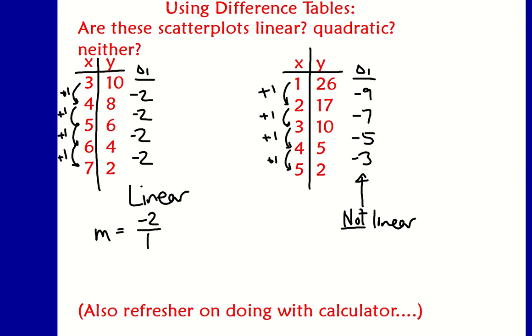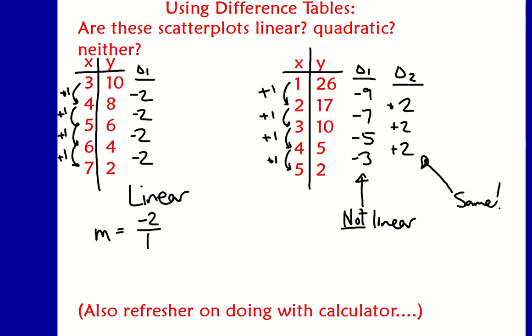However, I can test if it's a quadratic. It's going to be a quadratic if the second differences are the same. So I'm just going to repeat the table and do some second differences here. To get from -9 to -7, I'm adding 2. And then to get from -7 to -5, adding 2. -5 to -3, I'm adding 2. And these are all the same number.